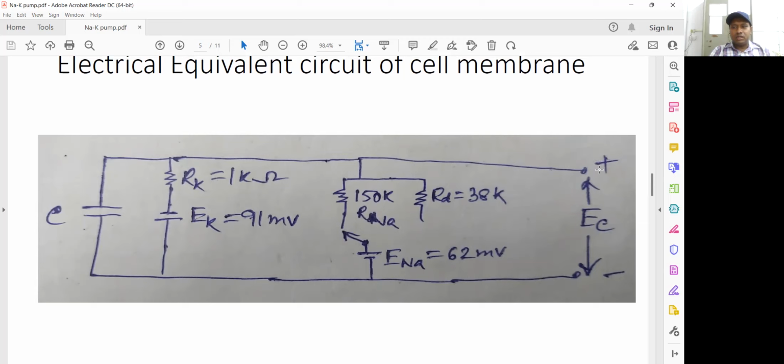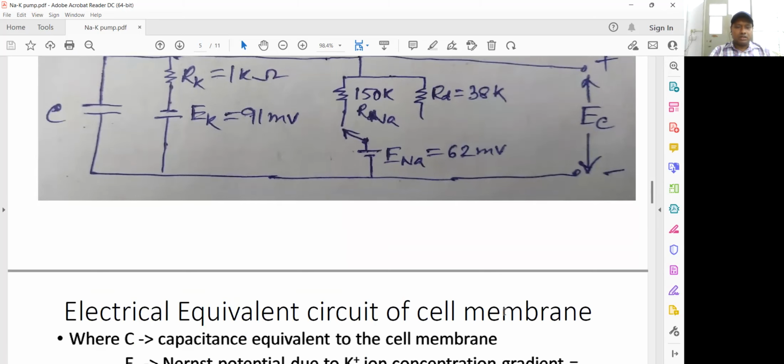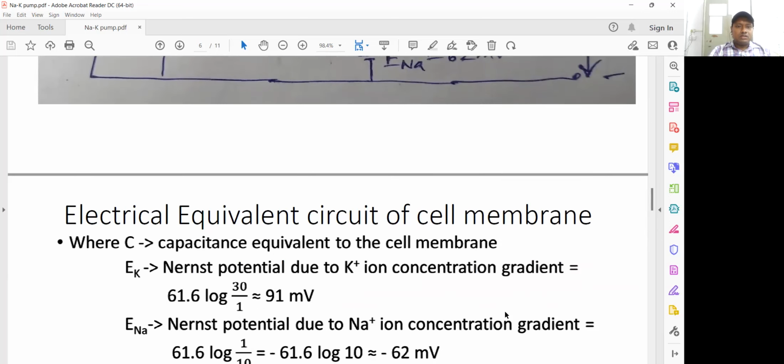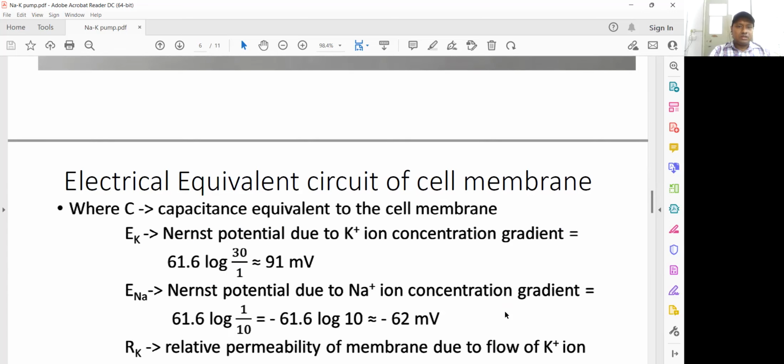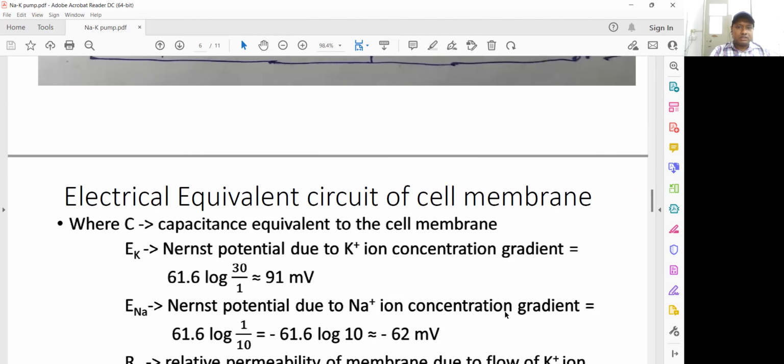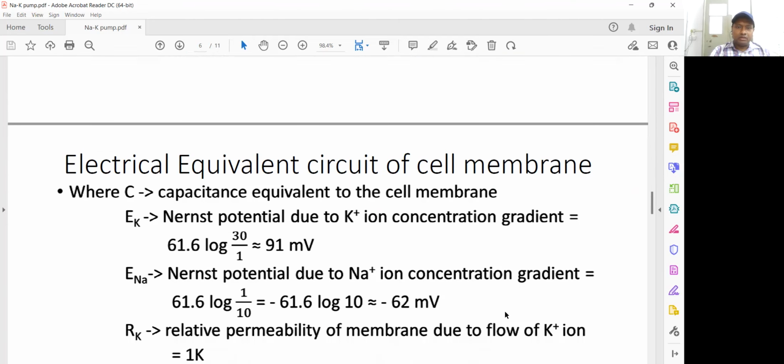And over here there is a voltage drop generated, which I have written as EC. The polarity I have given is positive and negative. Now let us see what is what in detail. From this circuit, C, which is on the very left side, is a capacitance equivalent to the cell membrane.